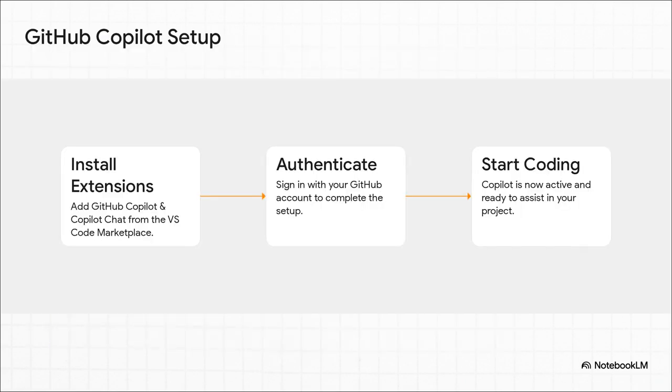And getting started? It's surprisingly easy. Seriously. For most of us, getting a tool like GitHub Copilot integrated is as simple as installing 2 extensions in VS Code, signing in, and boom, you are literally up and running in a matter of minutes.